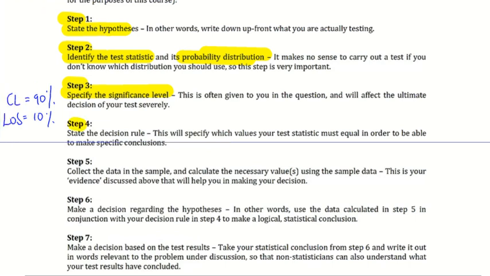State the decision rule. Step 4, that's specify which value of my test statistic must equal in order to be able to make a specific conclusion. And again, that'll make more sense when we do an example. Step 5, collect the data in the sample. Step 6, make a decision regarding the hypotheses based upon what we saw in step 5.